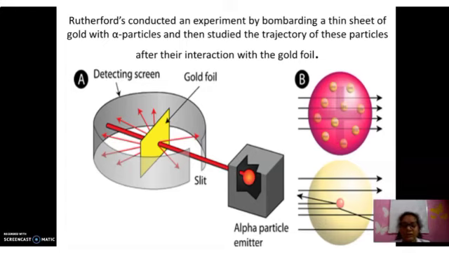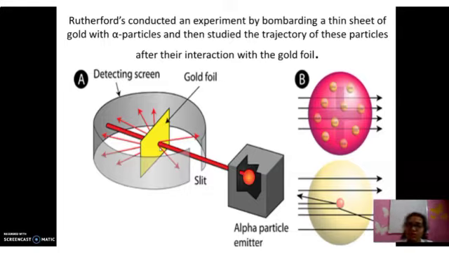We'll see Rutherford's experiment setup, its observations, limitations, atom model and all. In this experiment setup, Rutherford bombarded a thin sheet of gold foil with alpha particles and studied the trajectory of the alpha particles during their interaction with the gold foil. Here you can see a gold foil, a thin sheet of gold metal.